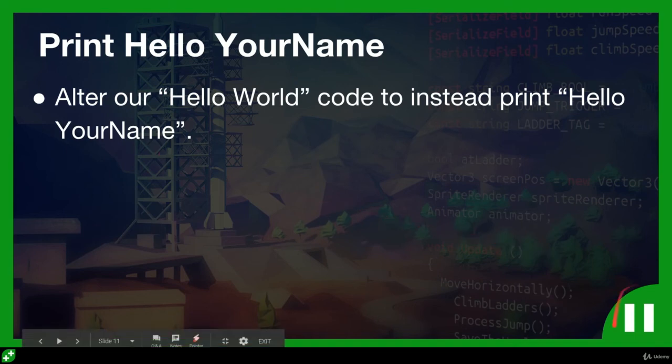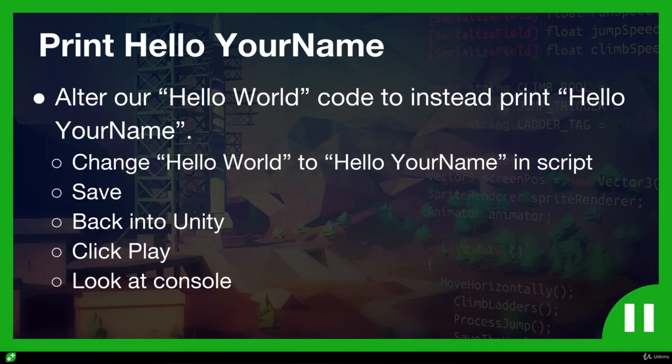So pause the video now, go into the script, change from Hello World to Hello Your Name, save, and then go back into Unity and click play and see that it types Hello Your Name. And after you do that, come back to the video and play the video again, and I will show you my approach to doing that as well, and we can finish off this exercise together. So I'll see you in a moment.